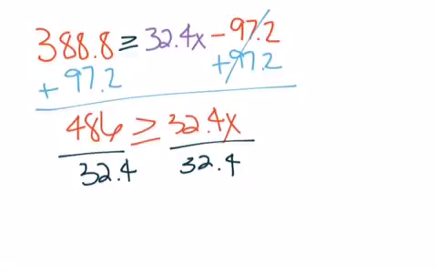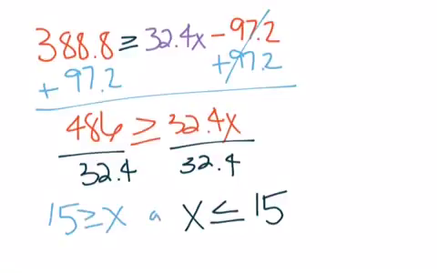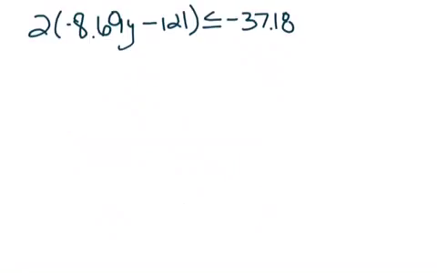So we're going to have x less than or equal to 15. I'm just going to flip-flop them so I have x on the left. That's why I flip my sign around. Same thing here if I would have written 15 greater than or equal to x. Either one works. Alrighty?